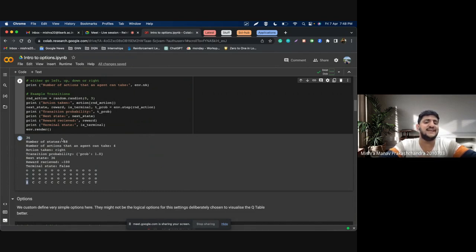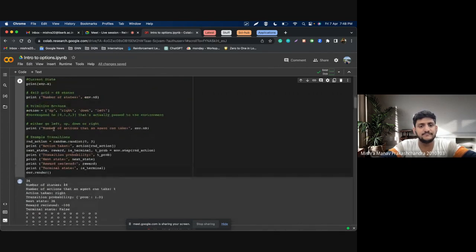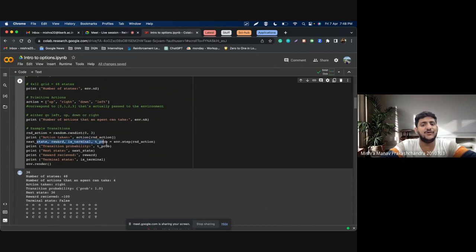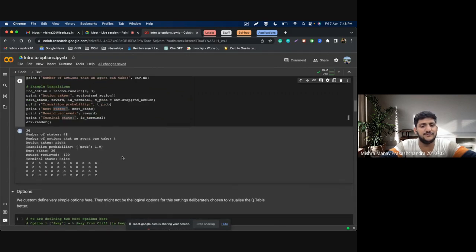So my current state is number 36. Total number of states that I have is 48. Actions that the agent can take is 4, which is up, down, left, right. Here the current action taken is right. I took a random action, which it will print, whatever action I took. I get the next state, reward, and the terminal flag. And then I find the transition probability, next state, reward, and whether it's a terminal state or not.